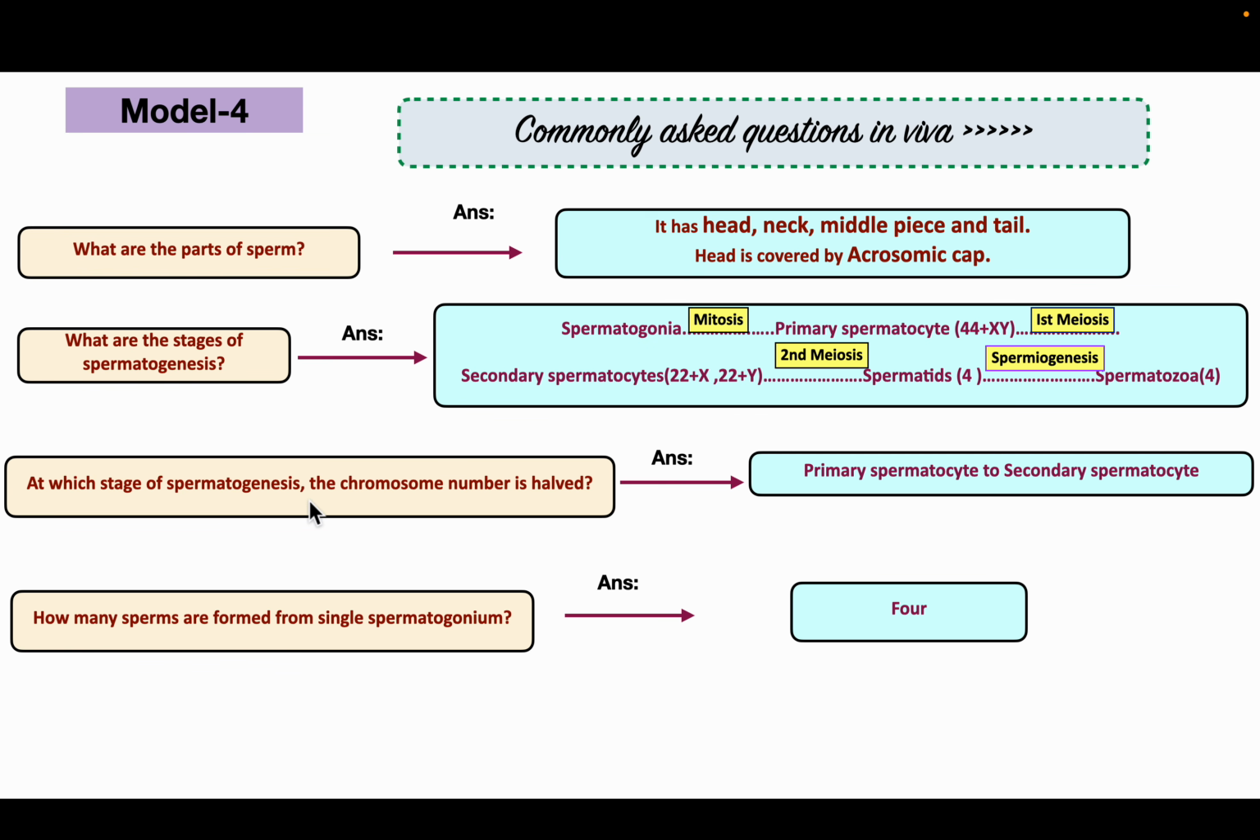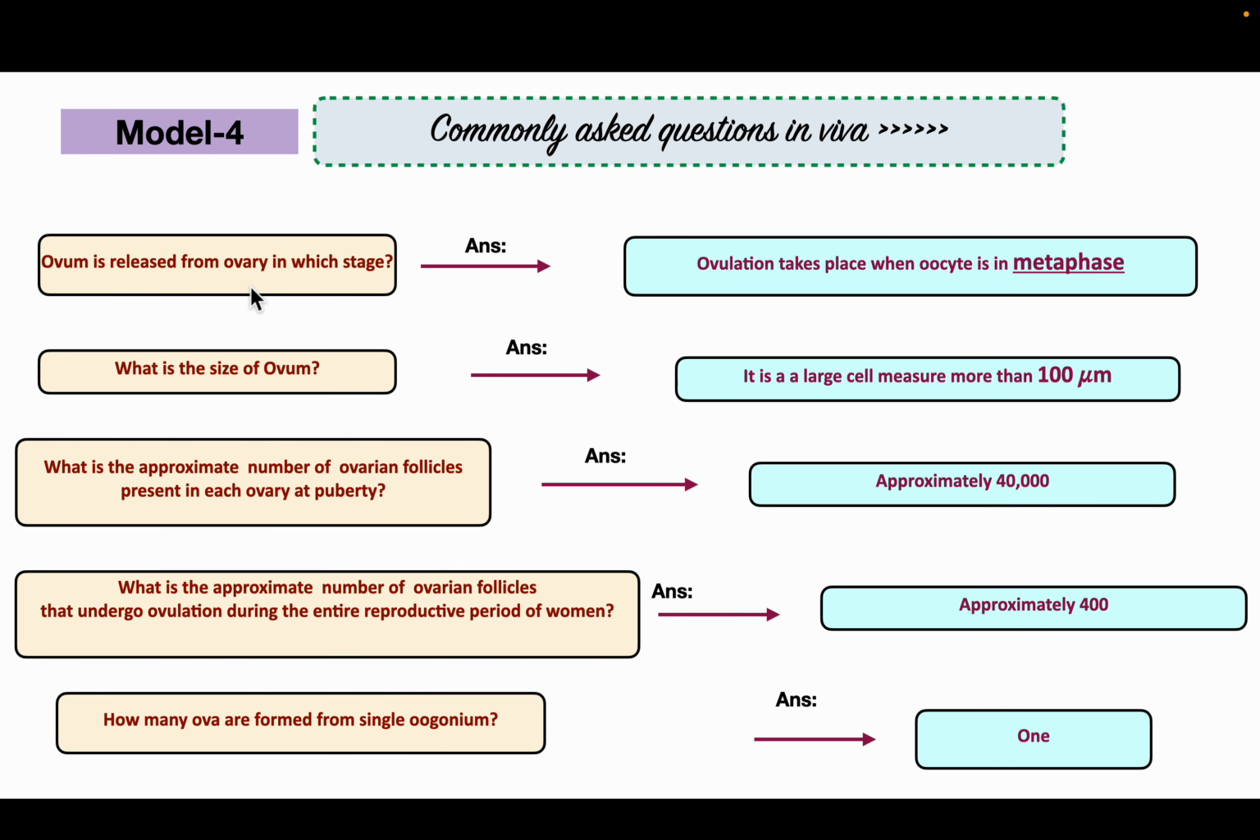Then at which stage of spermatogenesis is the chromosome number halved, as I have told you. So when the primary spermatocyte is converted to secondary spermatocyte, the number of the chromosome is halved. How many sperms are formed from one spermatogenesis process or from one spermatogonia? That is 4.